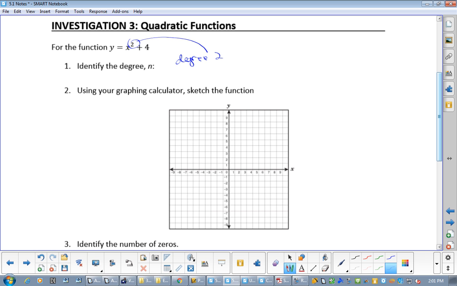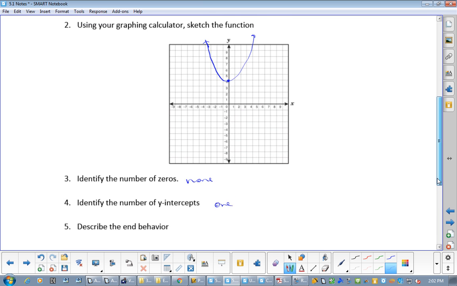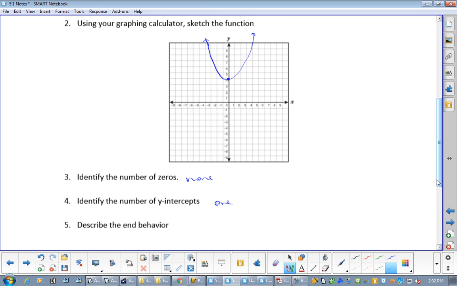Now, using your graphing calculator, we don't have to get our graphing calculators. It's going to go through 4. It looks like this. Okay, just draw that. For this one, number of zeros. None. Number of y-intercepts. 1. End behavior, where does it start? So quadrant 2, 2, 1. Because here's 2 and here's 1.